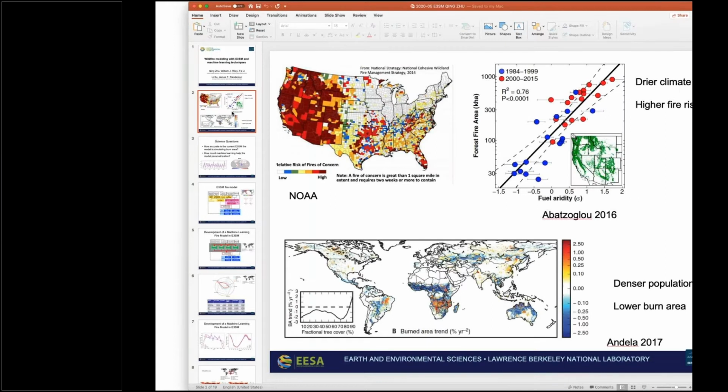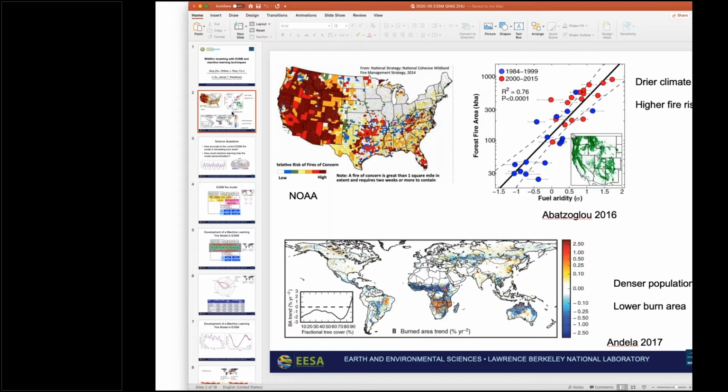So this update is again twofold. I'm going to share the E3SM land surface wildfire modeling with machine learning, and then secondly, the work from the atmospheric part. So just a little bit of background. The wildfire dynamics is continuously evolving along with climate change and human activities.